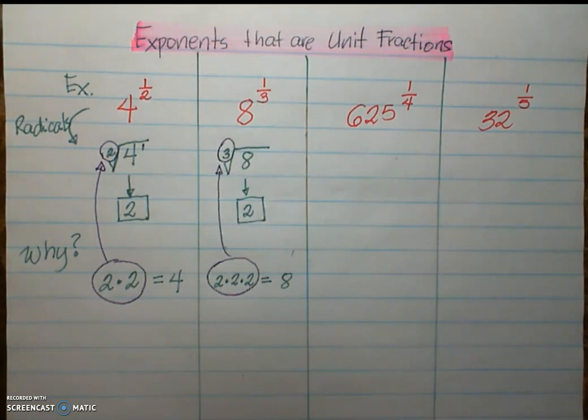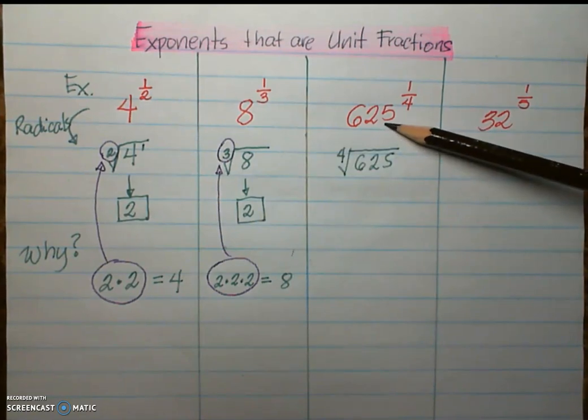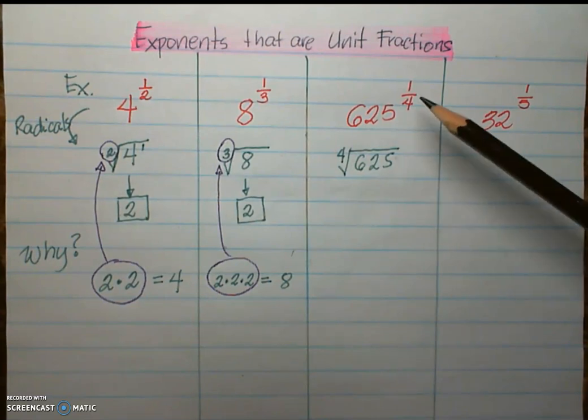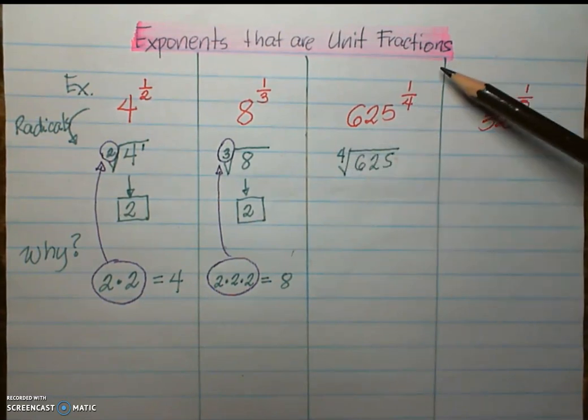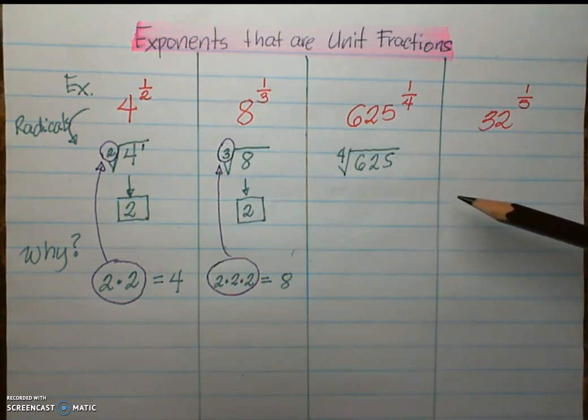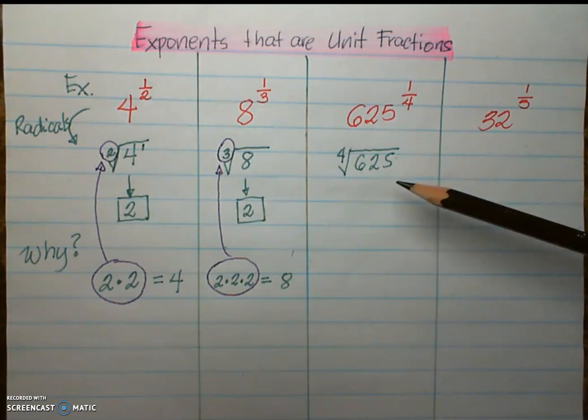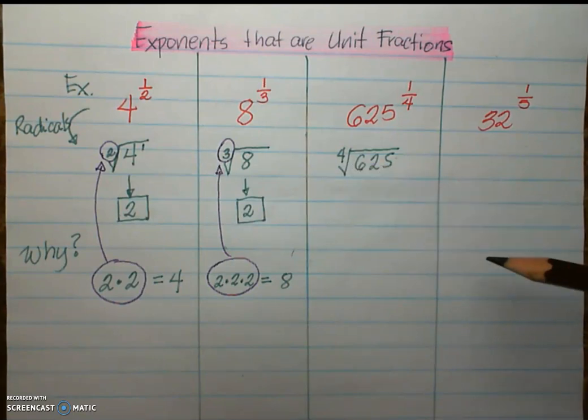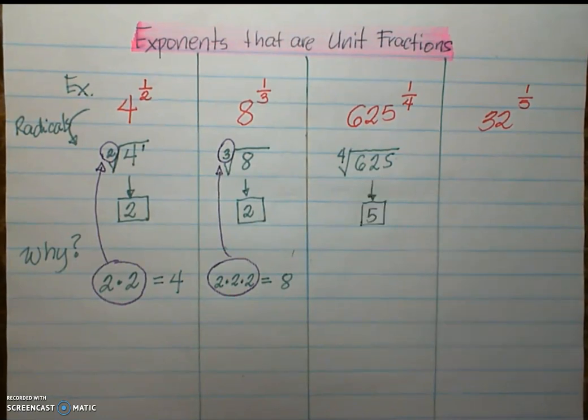Now let's take a look at 625 raised to the power of 1/4. Again, let's go ahead and show it in the form of a radical. Once again, your radicand is going to be the base of your exponent, and your denominator is going to be the index. Your numerator is a 1 right here, which is there, but I'm not required to put it there. Let's think of a number that, if you multiply it by itself using it as a factor 4 times, will be 625. And the answer is 5.